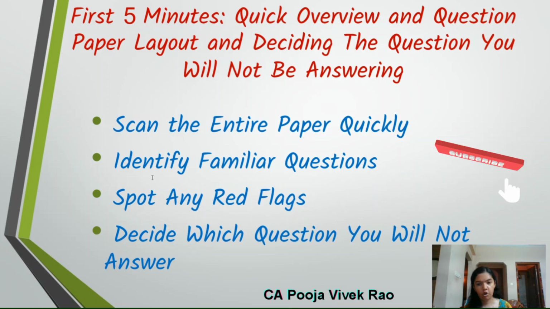Decide which question you will not answer. In most of the papers, the first question is compulsory. Then you will have a choice to leave one question out of the others. So, first deciding which question you will not answer is important. You can decide to leave the question for which you know the least answer. The goal of these first 5 minutes is to adapt yourself to the question paper, so nothing catches you off guard when you start writing, and also decide which question you will not answer in case of choice available.